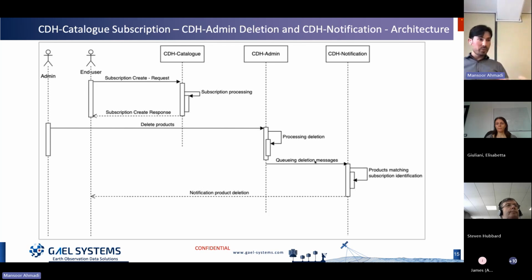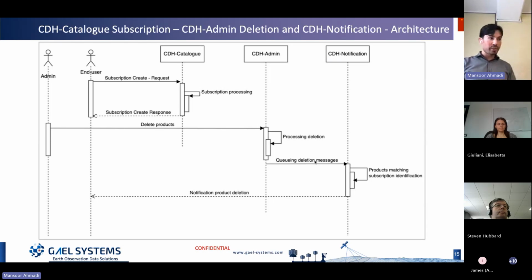The architecture of the new features that we are introducing today. So we have the catalog, CDH catalog subscription. We have the CDH admin API deletion and the notification of the CDH notification. A user tries to create a subscription. How? We will see it in the next slide.